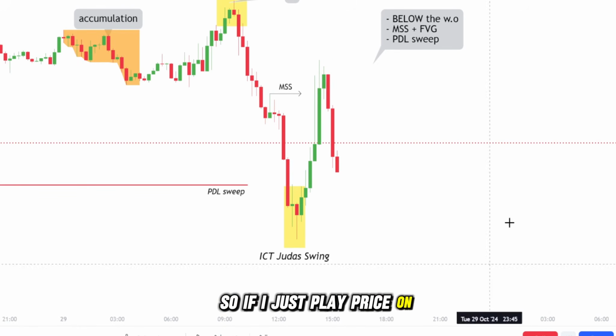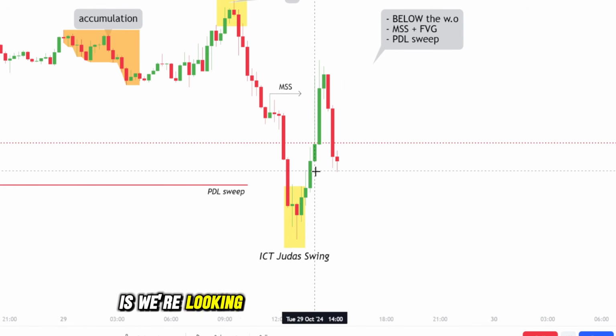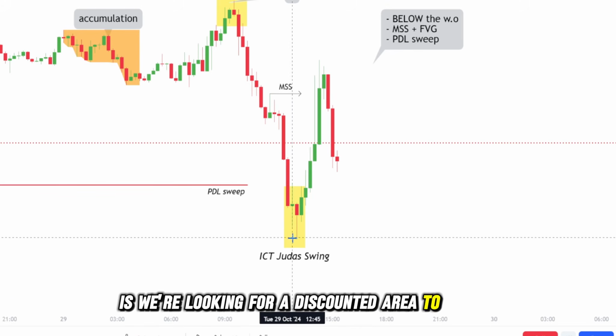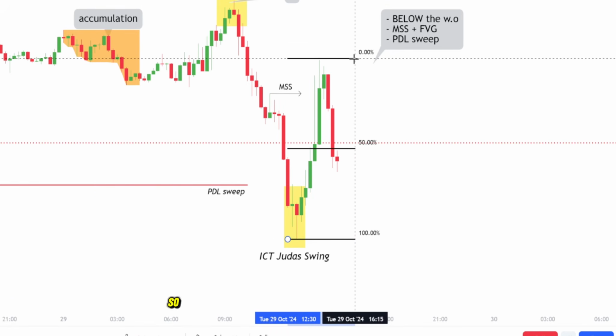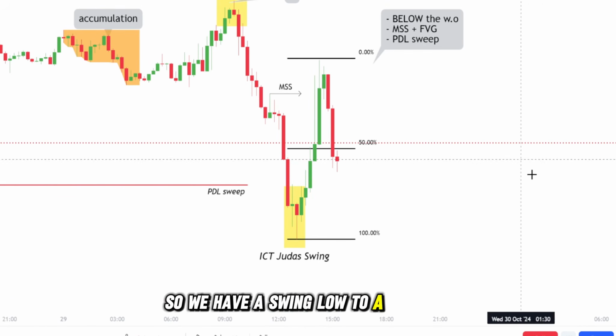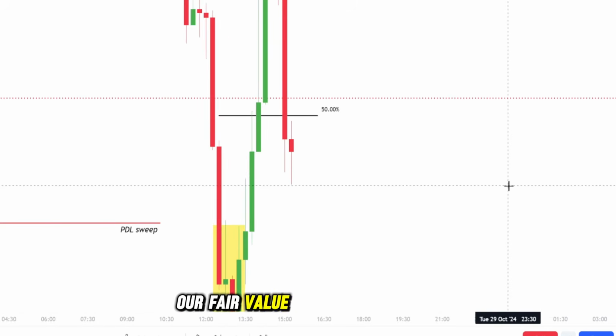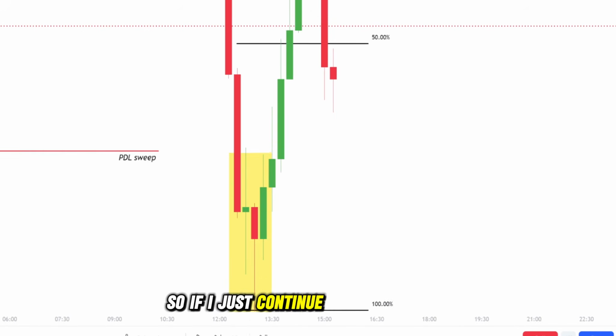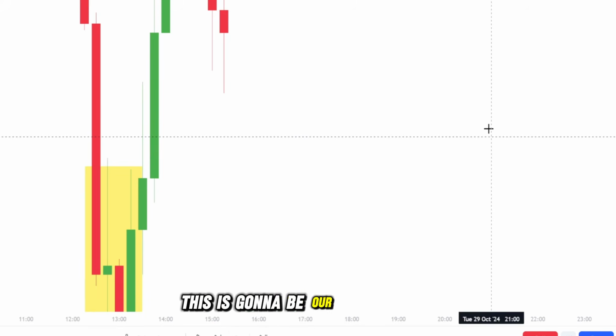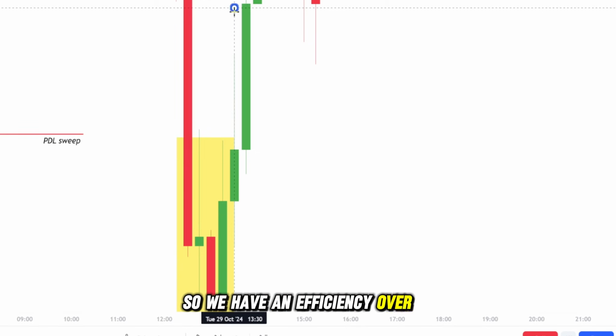So if I just play price on, what we're looking for now is a discounted area to buy from. So this is our dealing range. We have a swing low to a swing high. Our fair value gap is just over here. So if I just continue to zoom into price, this is going to be our fair value gap.